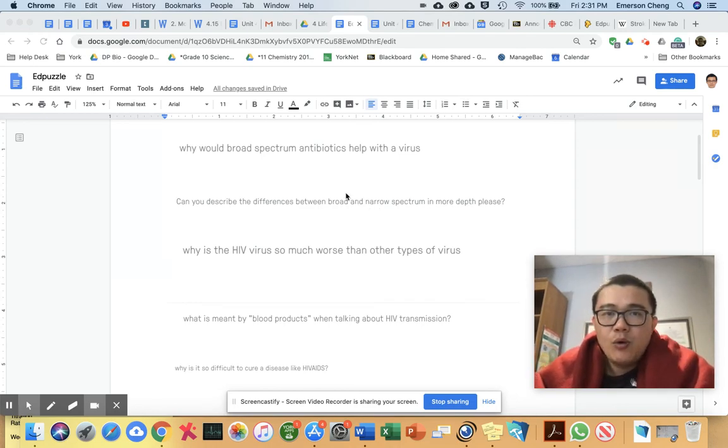So in this case, why would a broad spectrum antibiotic help with a virus? It won't. It won't help directly with a virus, but sometimes doctors might prescribe those, let's just say, to prevent a bacterial complication. Just like influenza: influenza is caused by a virus, but sometimes some people will develop secondary complications. Some people might develop bacterial pneumonia.